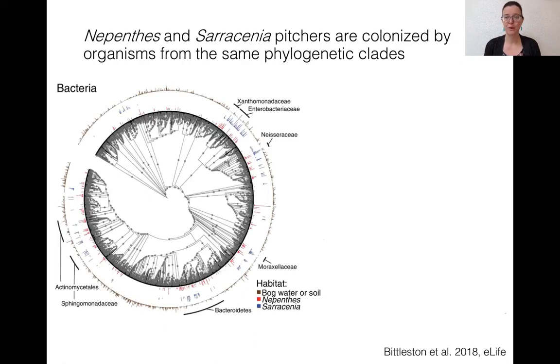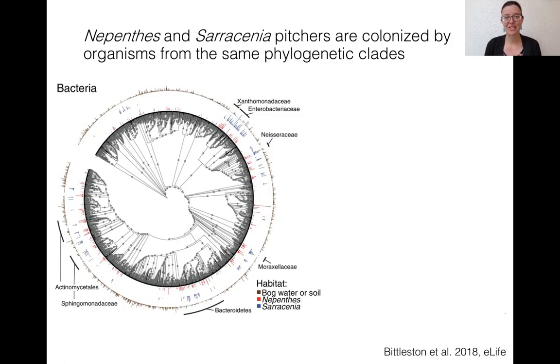So here what I'm showing you is an evolutionary tree of all the different bacterial species from our study. And in brown, around the outside, these are the different bacteria that were found in the bog water or the soil surrounding the pitchers. And then here in red and in blue are all the different bacterial species that were found in at least 10% of our Nepenthes or our Sarracenia pitchers. So these are the organisms that show up reliably and repeatedly in these pitchers.